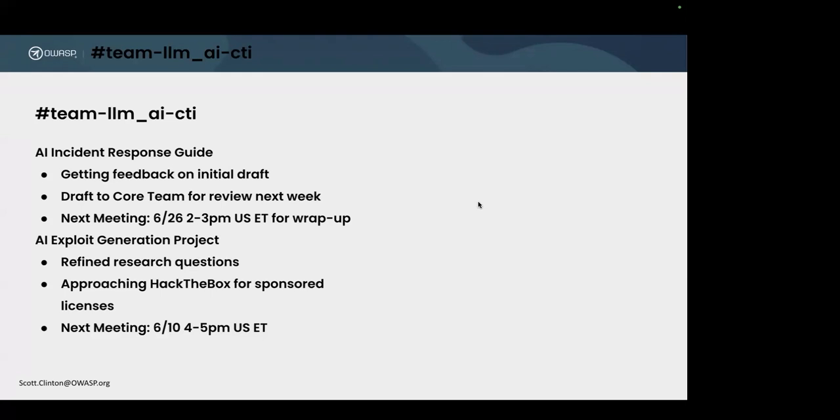Exploit Generation Project. Rachel, are you up to giving the overview of the status of this? I hope I captured it in those points. Yeah, I think you did a fantastic job capturing the points.